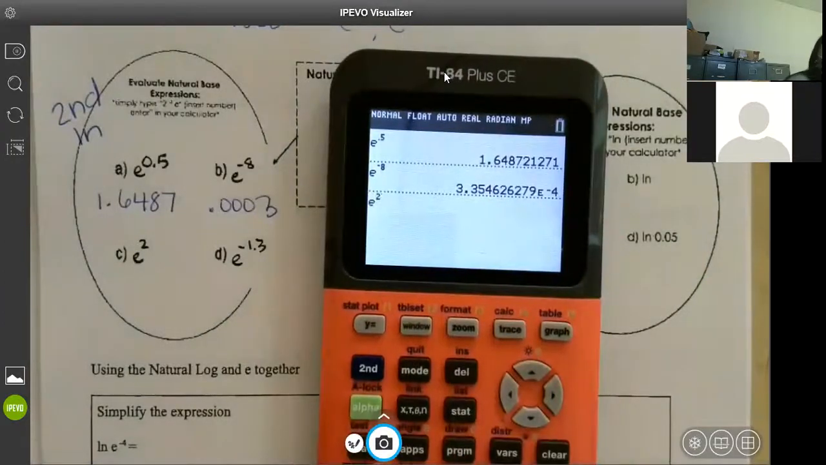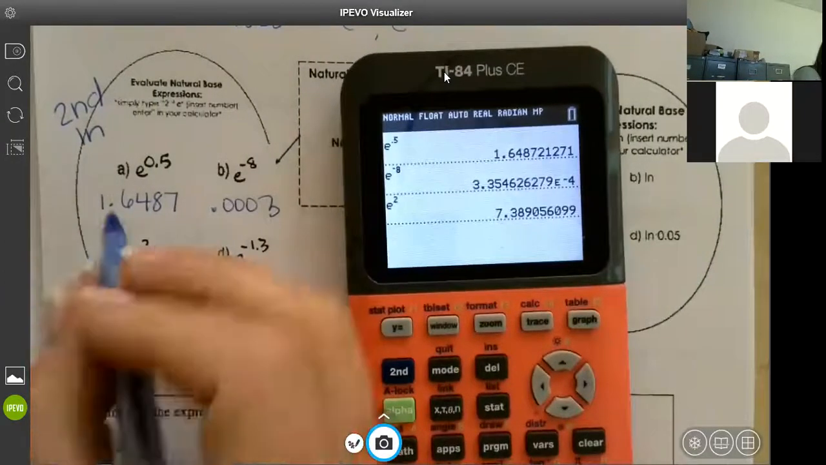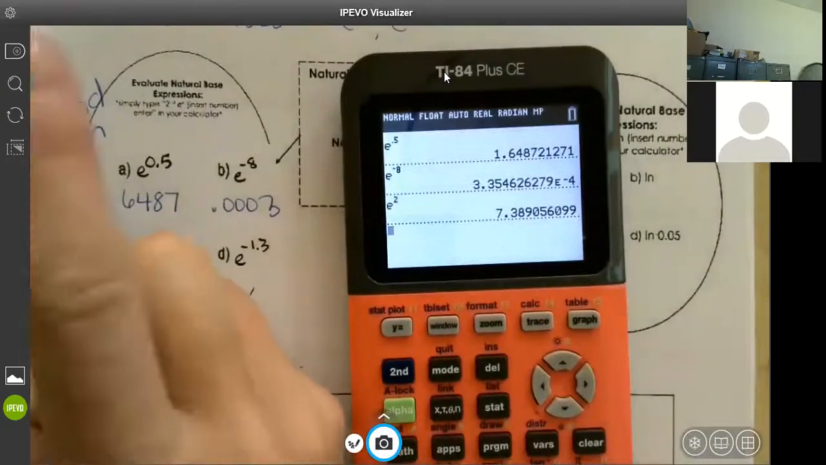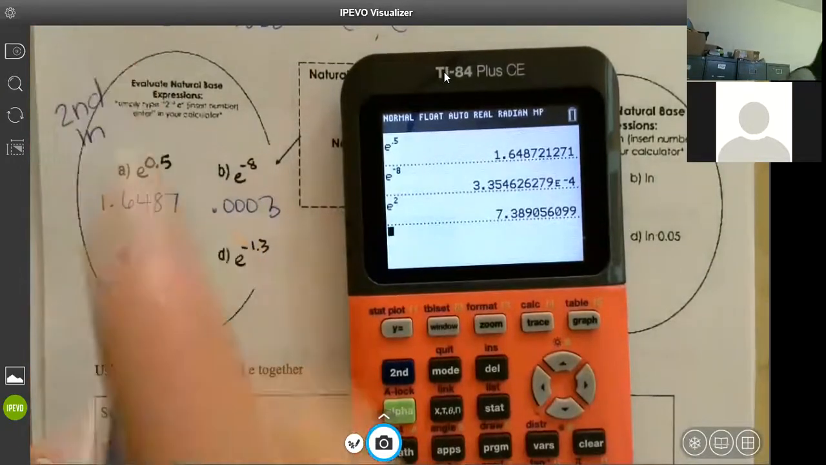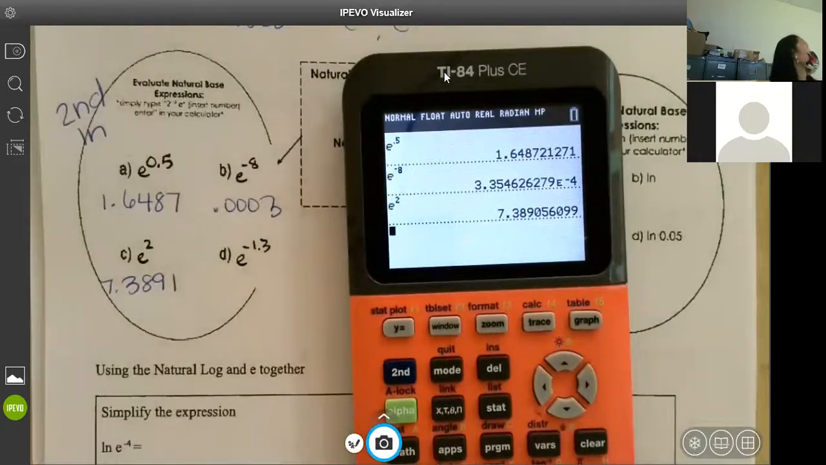Second LN, put a 2 in there. You get 7.389. And you can round that to a 1 or you can leave it at a 0. With being 4 decimal places, it's not going to mess your answer up if you don't round, okay? So you can leave regular 4 places or you can actually do the rounding.